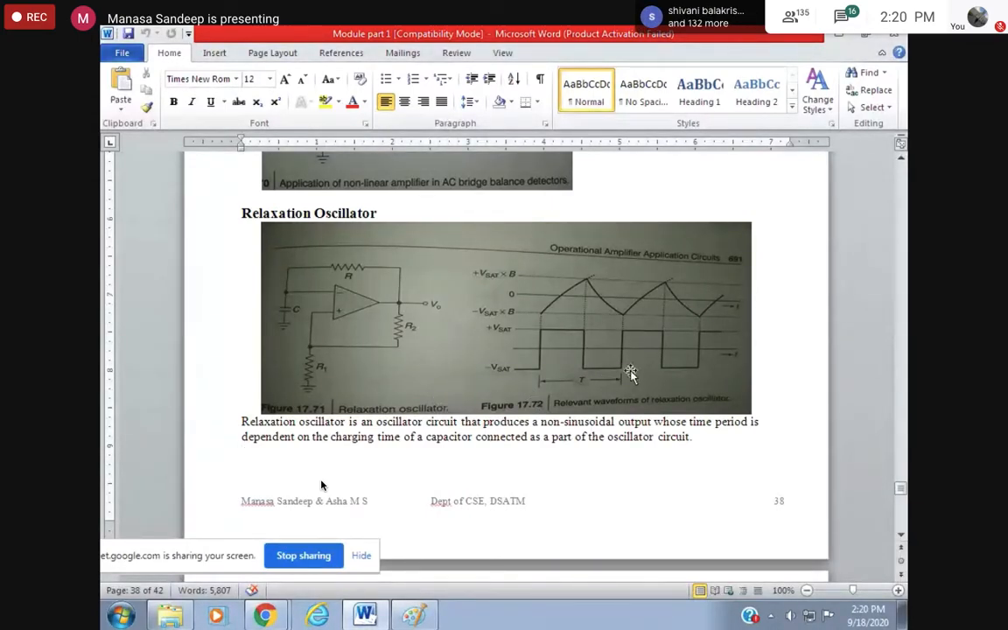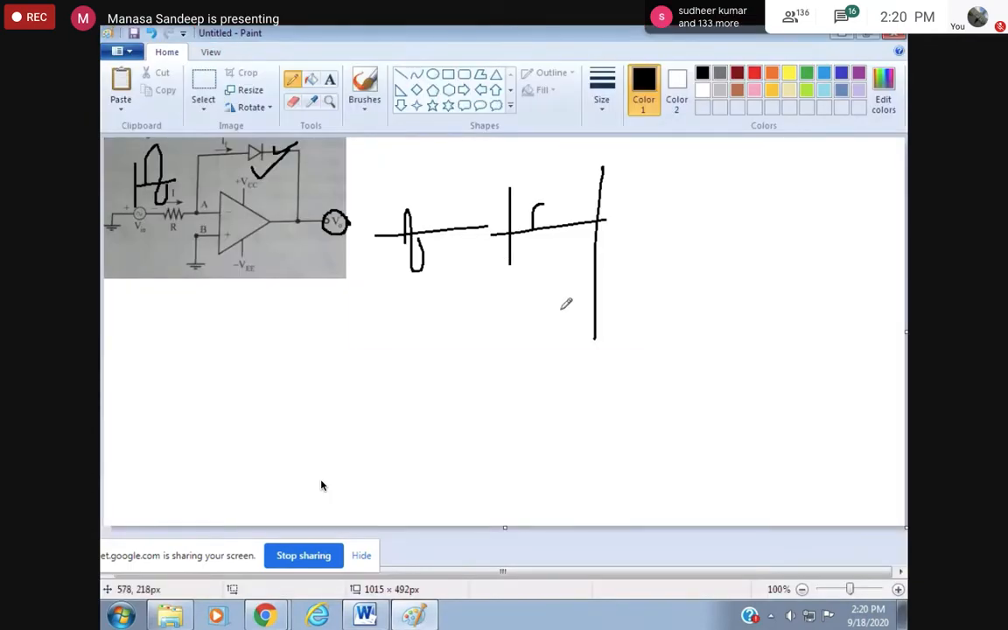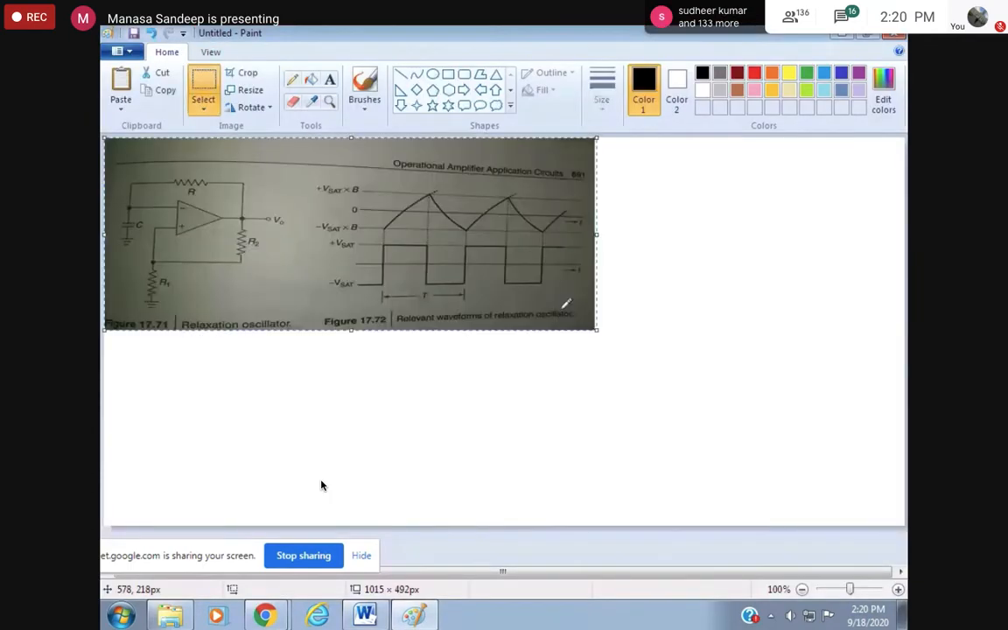What is this relaxation oscillator? Guys, you will easily understand this working, because we have already discussed the multivibrator, correct? This is a lab syllabus topic for you. This is a lab experiment, so you have this in your lab syllabus.